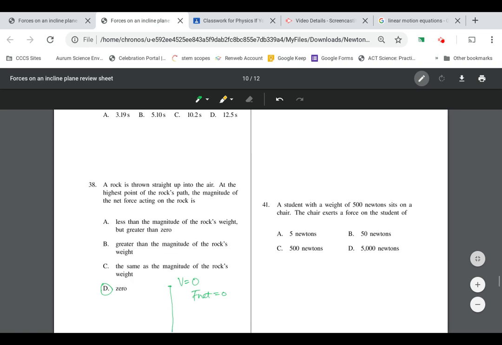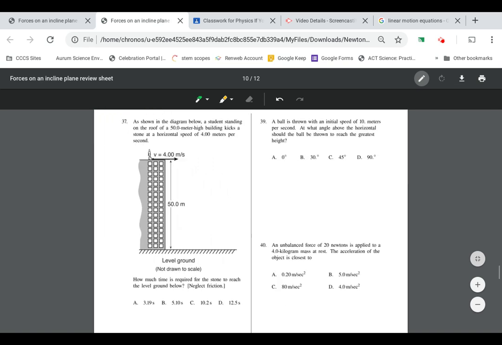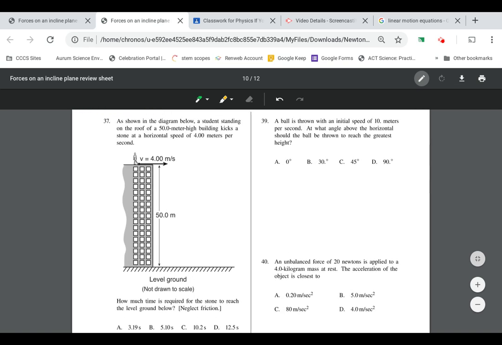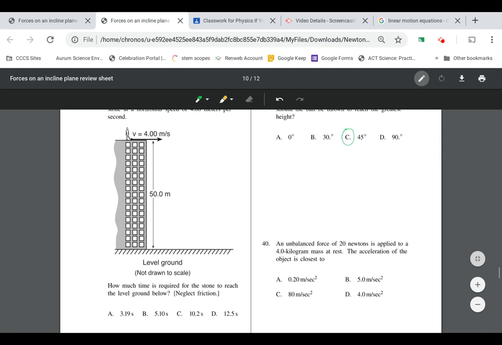Okay? 39. A ball is thrown with an initial speed of 10 meters per second. At what angle above the horizontal should the ball be thrown to reach the greatest height? It's common sense, 45 degrees.